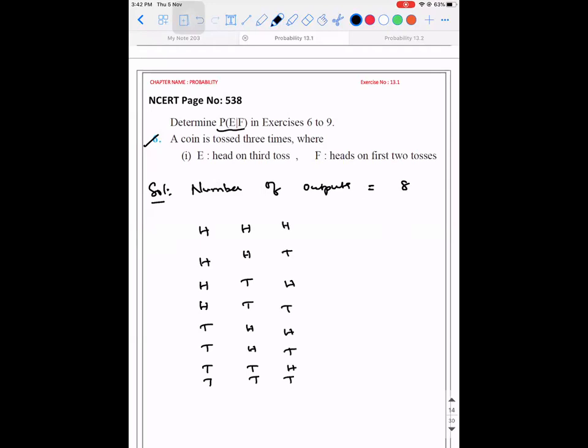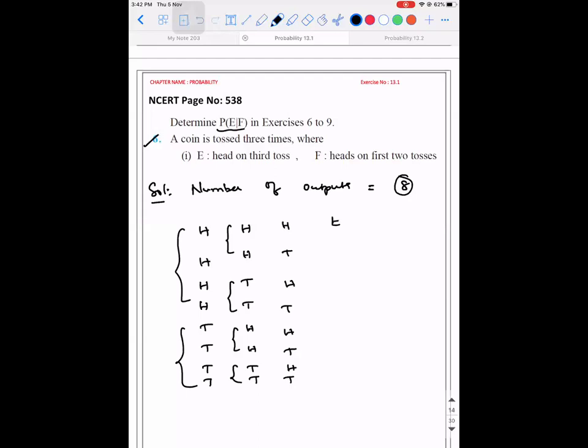Did you guys understand how I wrote? So if the number of outputs is 8, start with 4 heads and 4 tails. The next column, you will write 2 heads, 2 tails, 2 heads, 2 tails. The next column, you will write 1 head, 1 tail, 1 head, 1 tail. Clear? From this, we can pick up the task.